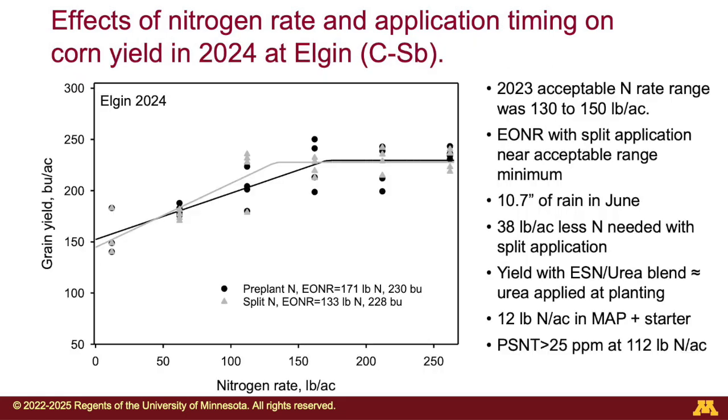We look at the Elgin site. This was just as wet, 10.7 inches of rain in June. The pre-plant is in black, 171 pounds, 230 bushels. The split was 133. So this is 2 out of 3 years where this site got by with a lot less N when we did split application compared to pre-plant.